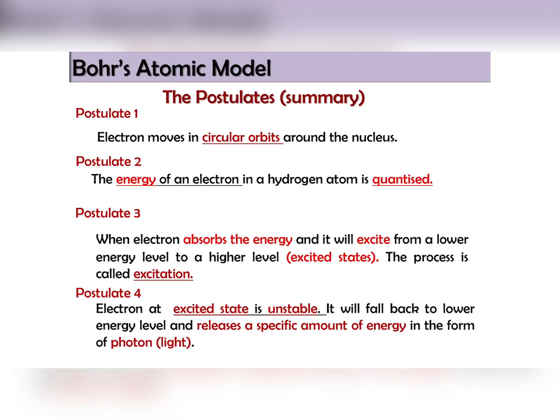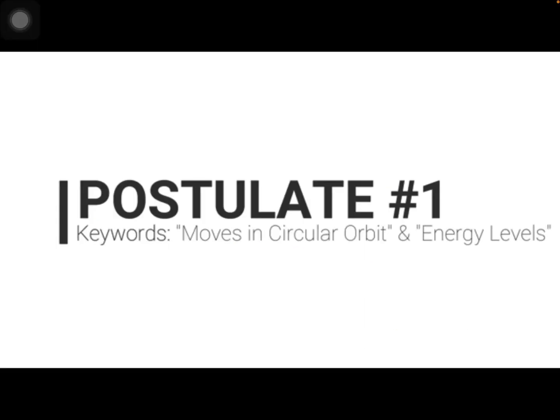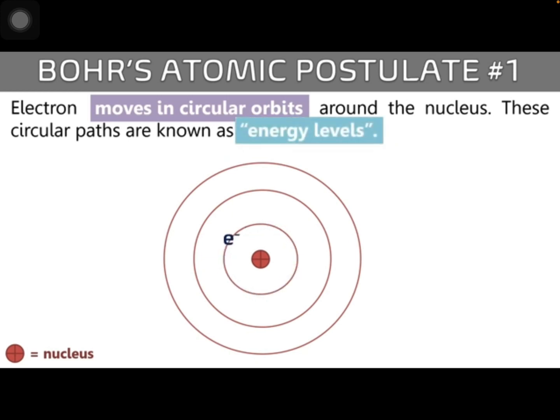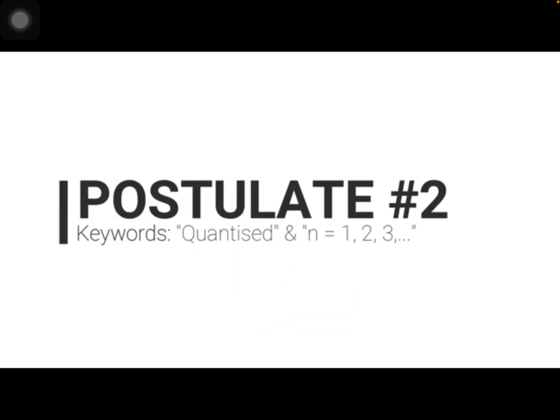So Niels Bohr, he proposed the atomic model based on few scientific assumption, or we call it as postulate. So ada beberapa postulate yang kamu kena tahu. Postulate number 1. So electron move in circular orbit around the nucleus. These circular paths are known as energy level. Postulate number 2.